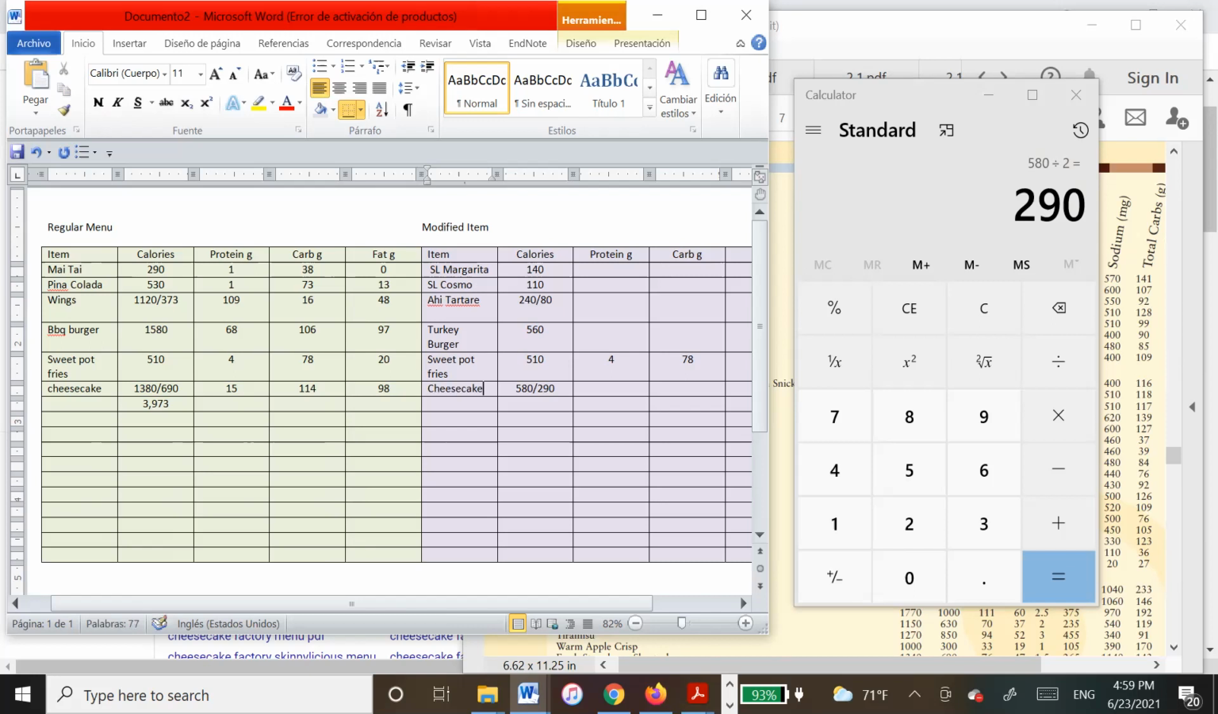And let's see how it compares to just regular menu items. So once again, I'm going to add the 140 from the margarita, 110 from the Cosmo, the 80 from the tartare, the 560 from our burger, the 510 from my fries, and the 290 for my cheesecake. And I come up at a whopping 1,190 calories.